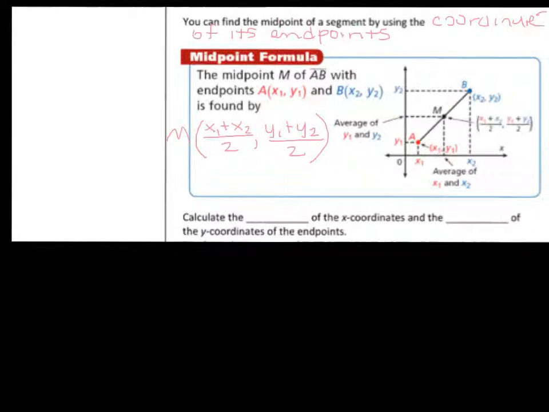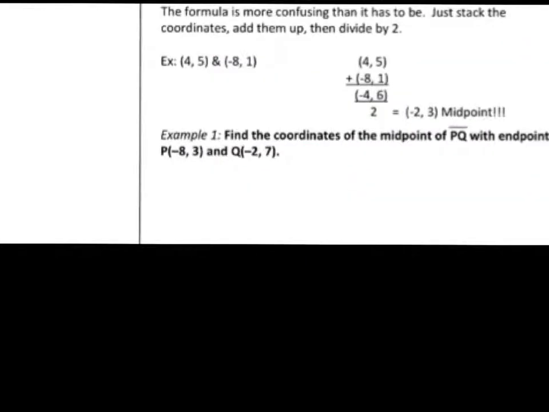At this point, you may notice that if you add 2 numbers and then divide by 2, if you add the x values and then divide by 2, you're really just calculating the average of the x-coordinates. And when you add your 2 y-coordinates and divide by 2, once again, you're really just calculating the average of your y-coordinates. So that formula is a little bit more confusing than it really has to be. If you just stack up your coordinates and add them together, and then at the very end divide by 2, then you'll have your midpoint.